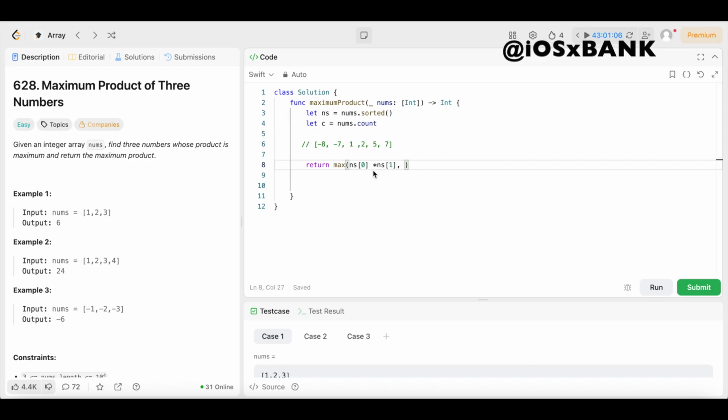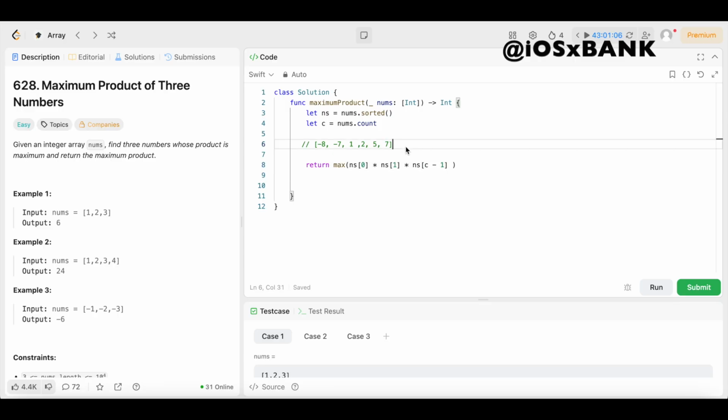So ns square bracket 0 times ns square bracket 1 times ns square bracket c minus 1, right? Because that's why we got the count. So this c minus 1 is going to get us whatever the last element is. So this would be -8 times -7, which would be handled right here, ns of 0 times ns of 1 times ns of c minus 1. So count minus 1 times 7. So this would be -8 times -7 times 7. That's not it though, because we want to return the maximum.